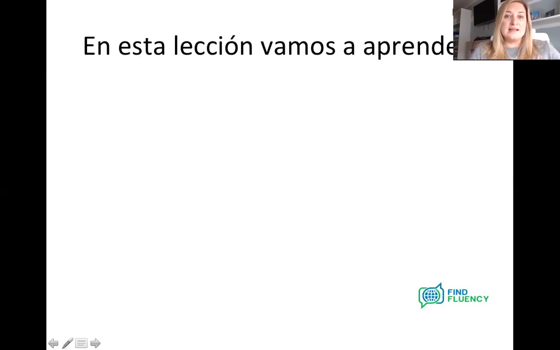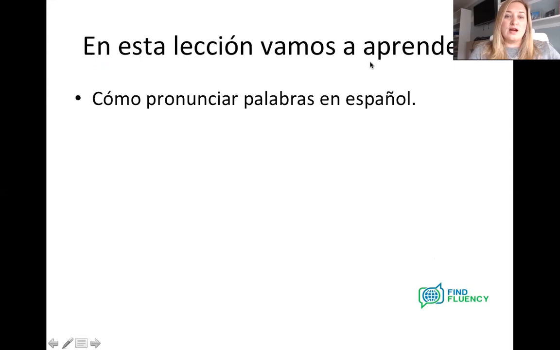So, en esta lección vamos a aprender cómo pronunciar palabras en español. Very simple today, right? One little aim of our lesson, how to pronounce words in Spanish. So we're going to look at letters particularly and letter combinations that make certain sounds.